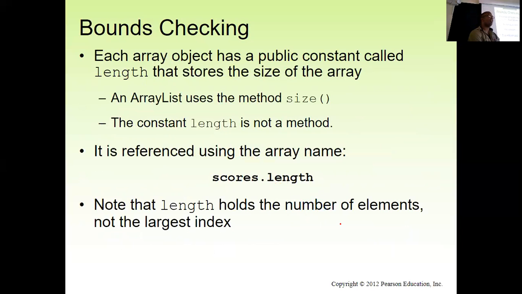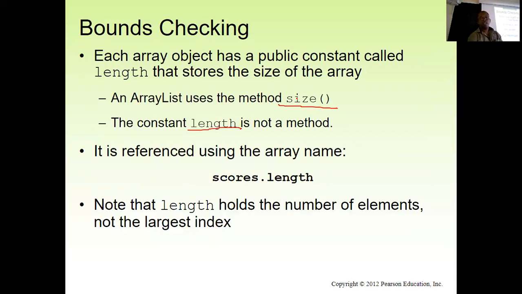So, as I told you earlier, the array has a constant called length. It's not a method. The array list uses a method called size, and both of them basically tell you how many things are currently in the structure. So for the array list, you invoke the method called size, which is dot size, open and close bracket. For the array, it's just dot length because it's a constant.